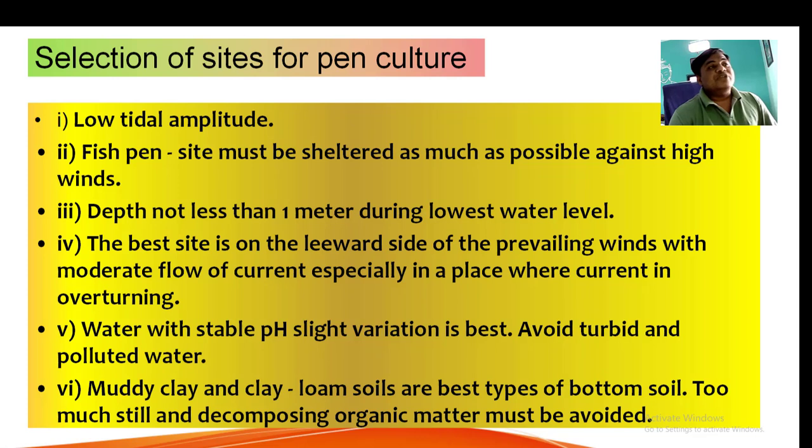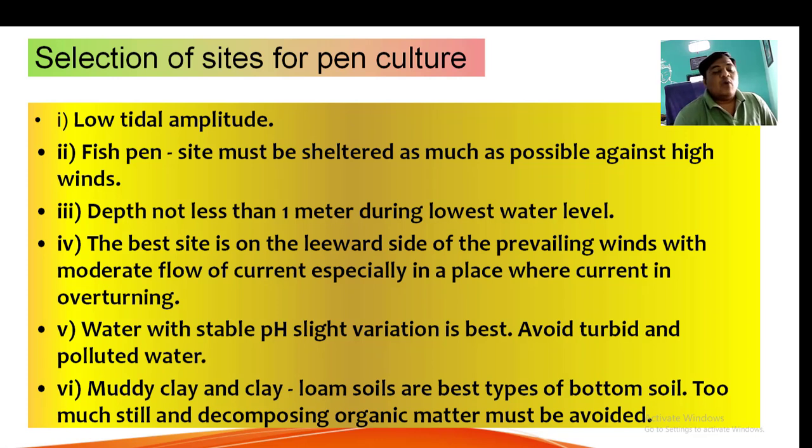Okay, then depth not less than 1 meter during the lowest water level. Whenever the water level decreases, at that time the depth of the site should not be less than 1 meter. Okay, and the best site is on the leeward side of the prevailing winds with moderate flow of current, especially in a place where the current is overturning. And then next is water with a stable pH. Slight variation is best, since when stagnant water is there, pH is in a stable condition.